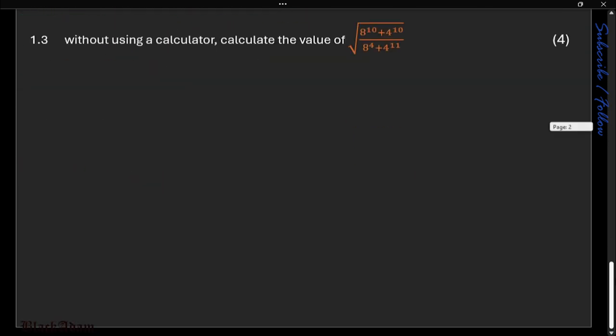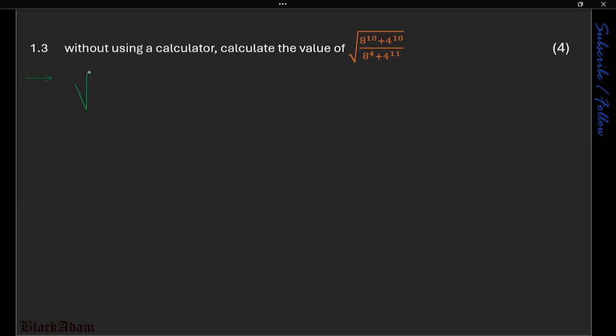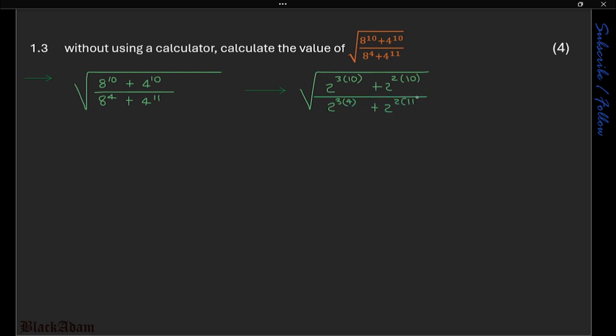We are required to simplify or calculate the value of 8 to the power 10 plus 4 to the power 10, over 8 to the power 4 plus 4 to the power 11. That means we have 2 to the power 3, bracket 10, plus 2 squared, bracket 10, over 2 cubed, bracket 4, plus 2 squared, bracket 11. Remember that for exponents we multiply, so it's 2 to the power 30 plus 2 to the power 20, all over 2 to the power 12 plus 2 to the power 22.